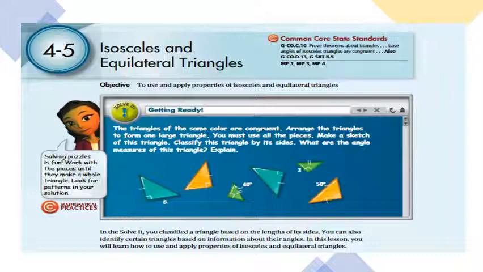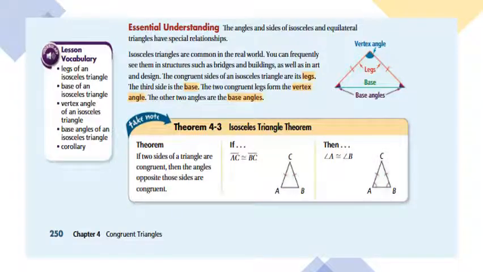Let's see next. Okay, the lesson vocabulary here. I want you to look at this triangle. They put the mark on only two sides. That means, what kind of triangle is this? Isosceles triangle, is it right?